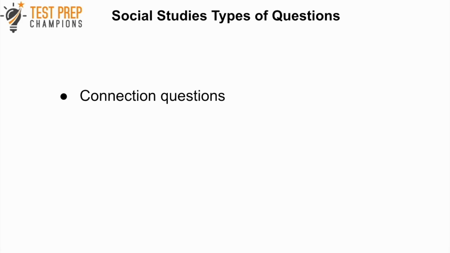Connection questions could also come up on your test. So the test might require you to identify connections between people, places, or events. For example, they might give you questions where you have to determine if earlier events cause something later on. These could be cause and effect type questions.